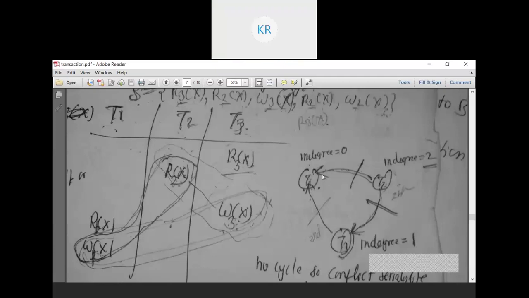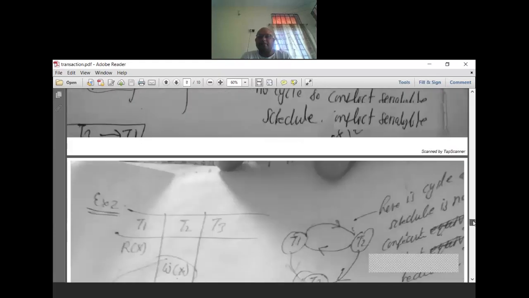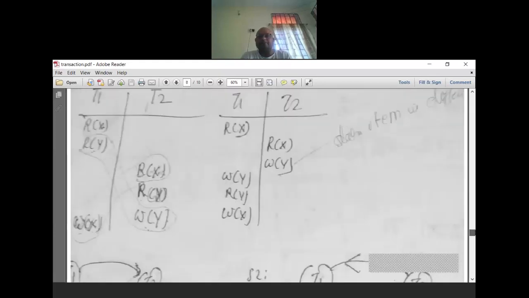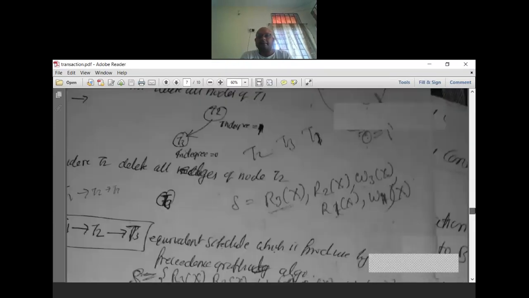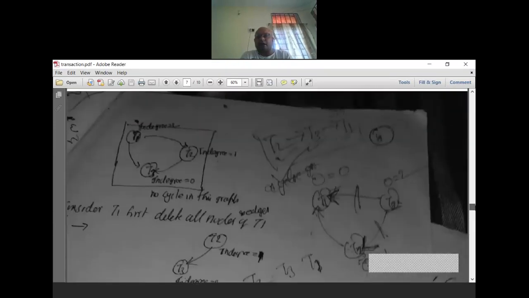I will see how many arrows are going out of any transaction. See, from this, two arrows are coming in, but no arrow is going out. No arrow is going out from this transaction, neither here nor here. So I will check that one. The in degree, that means we have to check outside how many arrows are going. In this case, we will check how many arrows are going out.